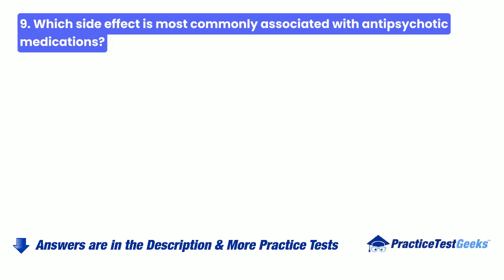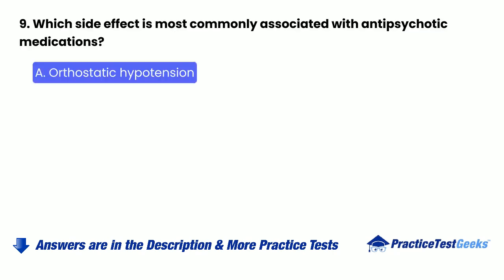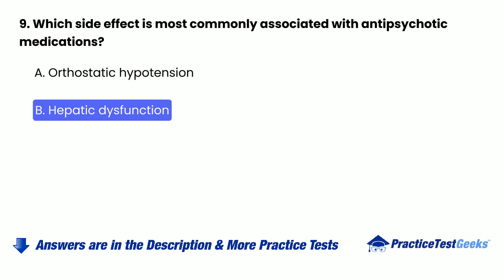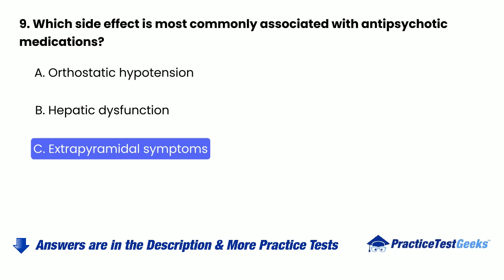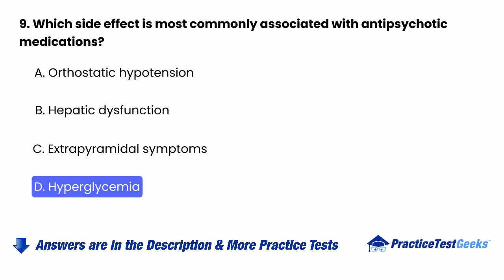9. Which side effect is most commonly associated with antipsychotic medications? A. Orthostatic hypotension. B. Hepatic dysfunction. C. Extrapyramidal symptoms. D. Hyperglycemia.